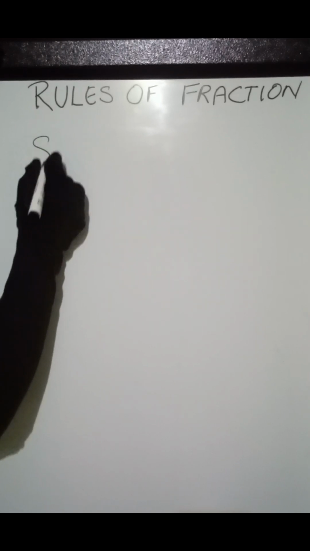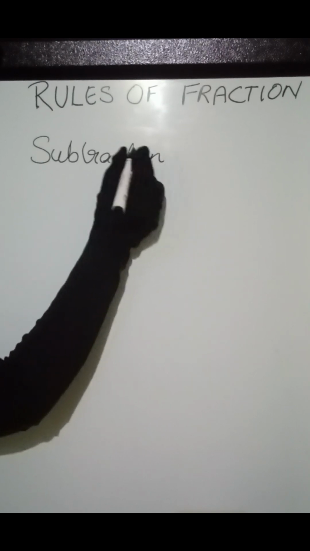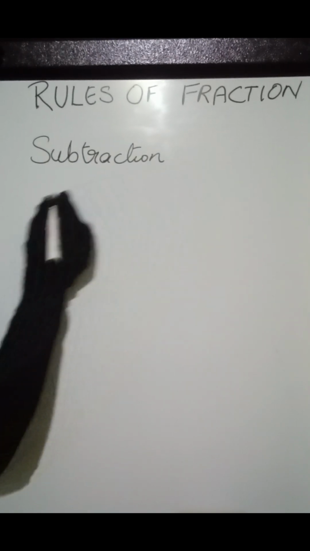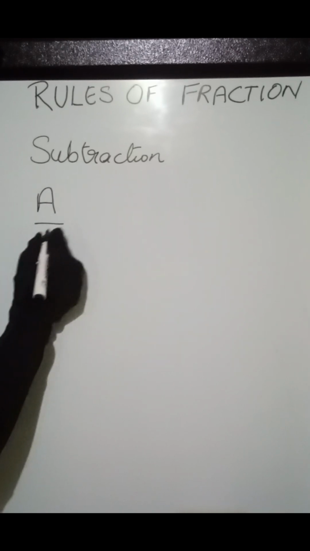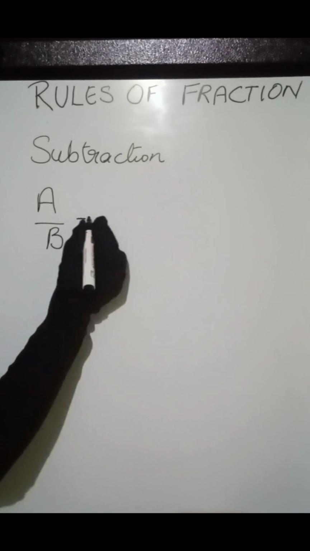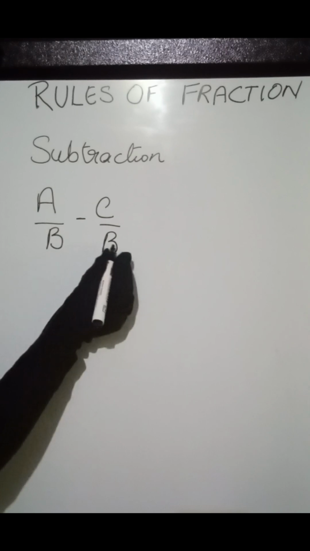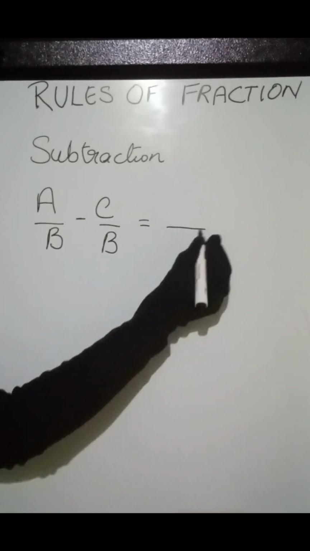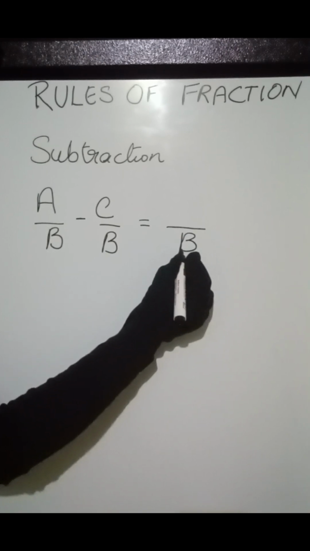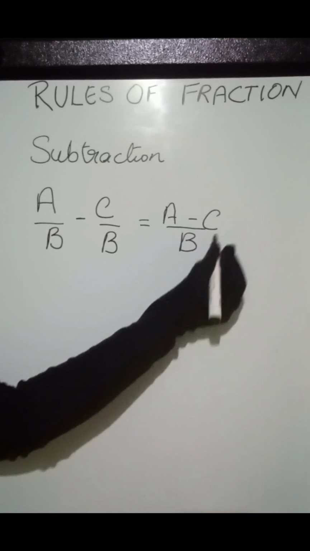Alright, now let's see subtraction of fractions with common denominator. Okay, so if you have a fraction A by B minus C by B, since the denominators are common, then this will be equal to the common B, which is the denominator, and the numerator will be A minus C.